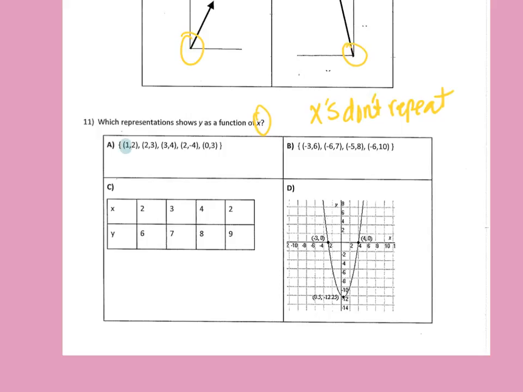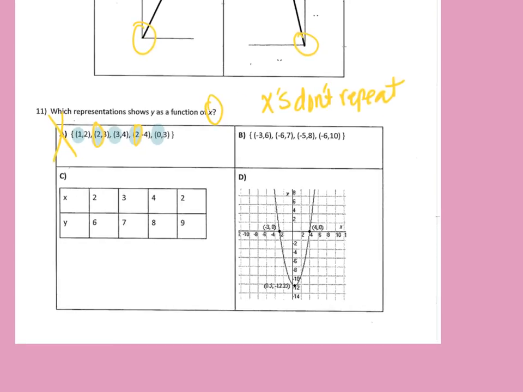So A, we've got 1, 2, 3, 2, and 0. So I've got 2 2's, so that's not a function. On B, we've got -3, -6, -5, -6. I have -6 repeat, so that means it's not a function. And then on C, we've got 2, 3, 4, 2. I've got 2 2's, so that means C is not a function. So D's got to be our function.